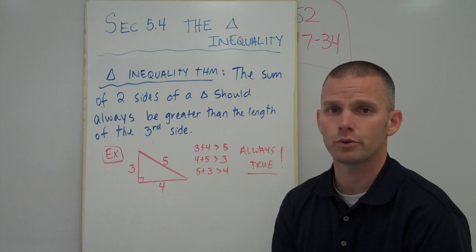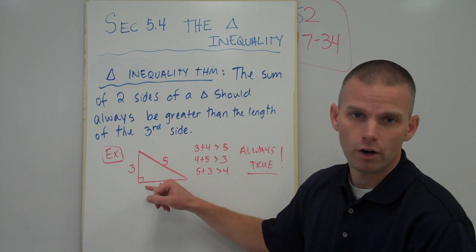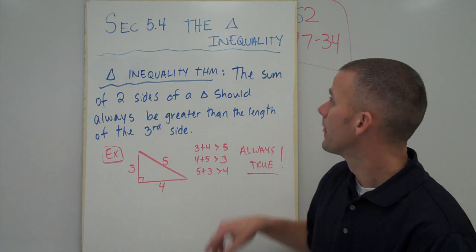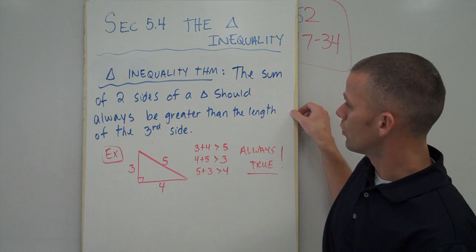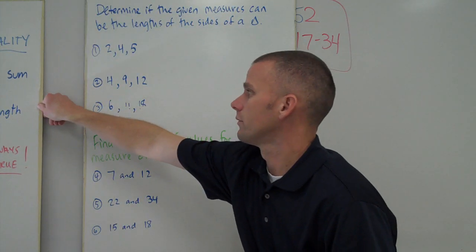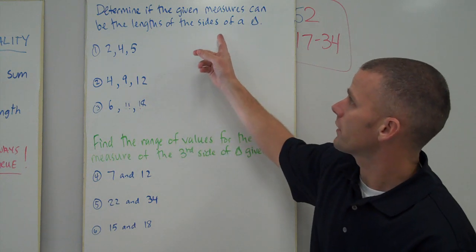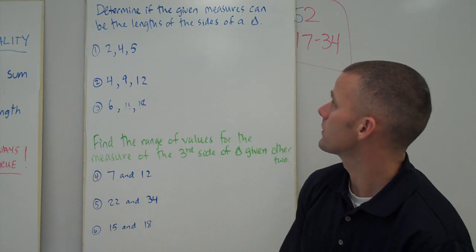As long as we have a triangle, that theorem should always hold true, where two sides added together are always bigger than the third side. Alright? So we take a look at a couple of examples. Determine if the given measures can be the lengths of the sides of a triangle.